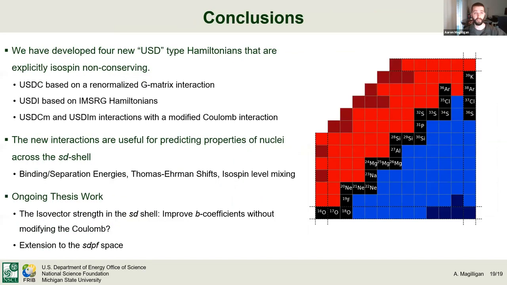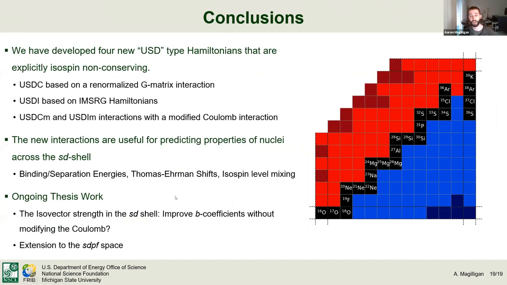So to conclude, we have developed 4 new USD-type Hamiltonians that are explicitly isospin non-conserving. We have USDC, which is based on the same renormalized G matrix interaction that USDA and B were. We have USDI, which is based on more modern IMSRG interactions, and we have the modified coulomb versions of each of those. We looked at the interactions' predictions for properties of nuclei across the SD shell, looking at binding and separation energy improvement, treatment of Thomas-Ehrman shifts, and isospin level mixing.